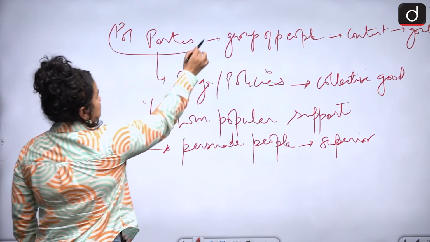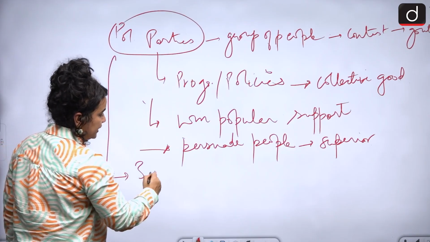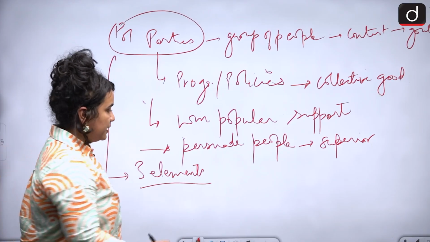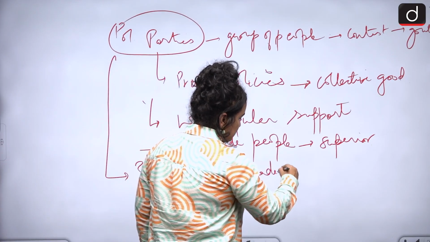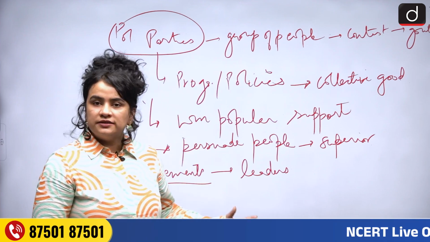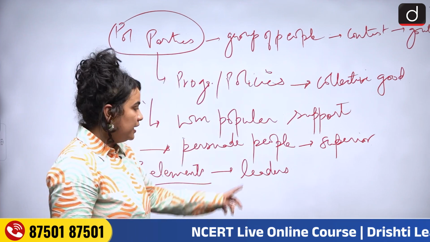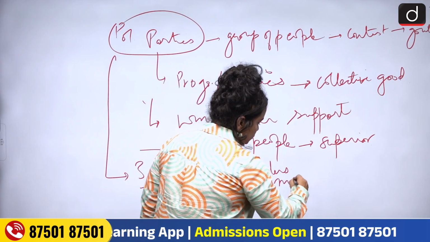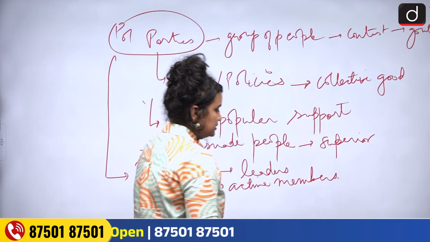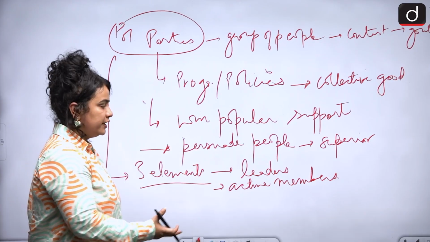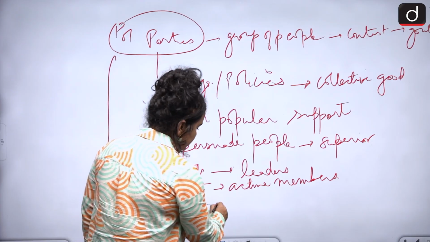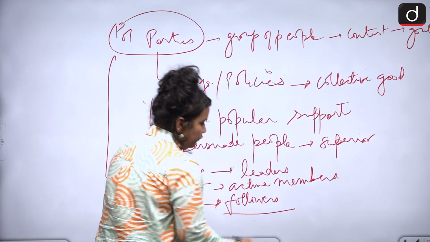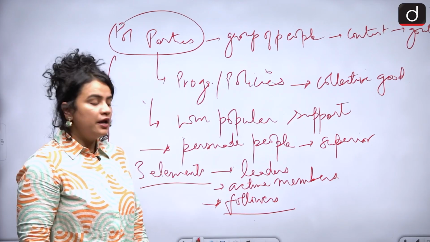Now, what comprises these political parties? There are three elements that can be said to form a political party. One, the leaders. Leaders are the ones who take the decisions. The most key decisions are taken by the leaders. Then there are active members who would usually implement these decisions or run around, fulfilling the commands of the leaders. Finally, there are followers who follow the ideology and the mandates of the political party.